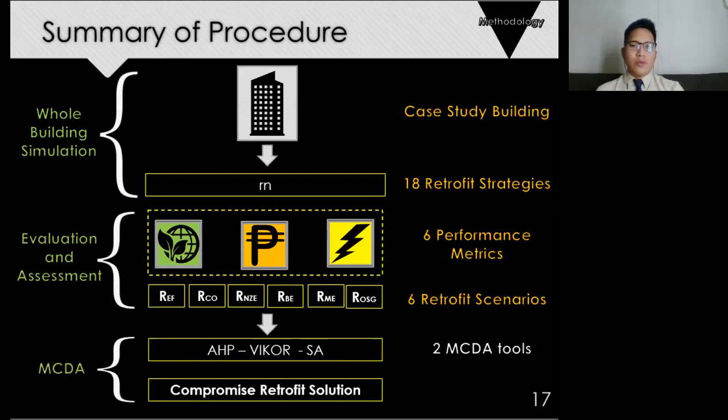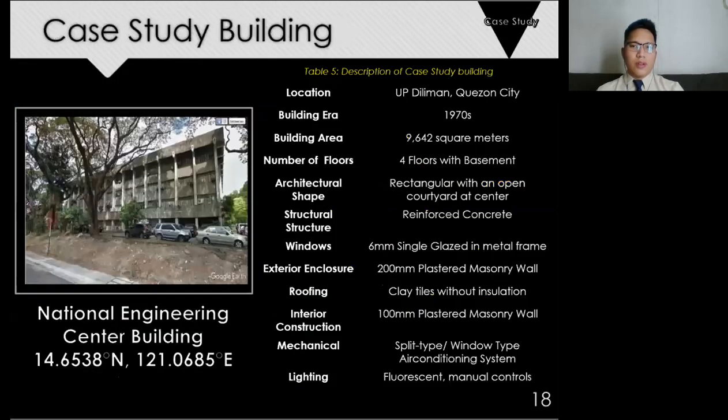Next, ERS were simulated individually and cumulatively and were grouped into six retrofit scenarios that determined the technical performance of a case study building. MCDA was done in three folds: AHP that determined the criteria weights, VIKOR as the ranking method, and a sensitivity analysis that tested the robustness of the model.